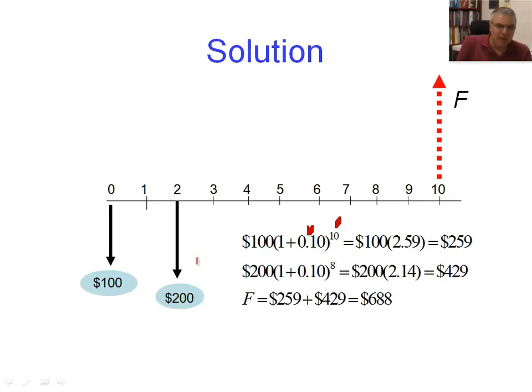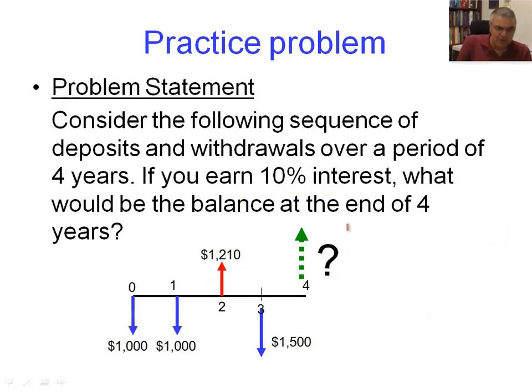So now it's $100, so we need to see what would be the future worth at the end of 10 years for the $100. Also the $200 that would be deposited 2 years from now. How much would that be worth 8 years after that, which is 10 years from now? And that would simply be $429, and the total would be $688. Again, we use the compound interest method to demonstrate the power of compounding.